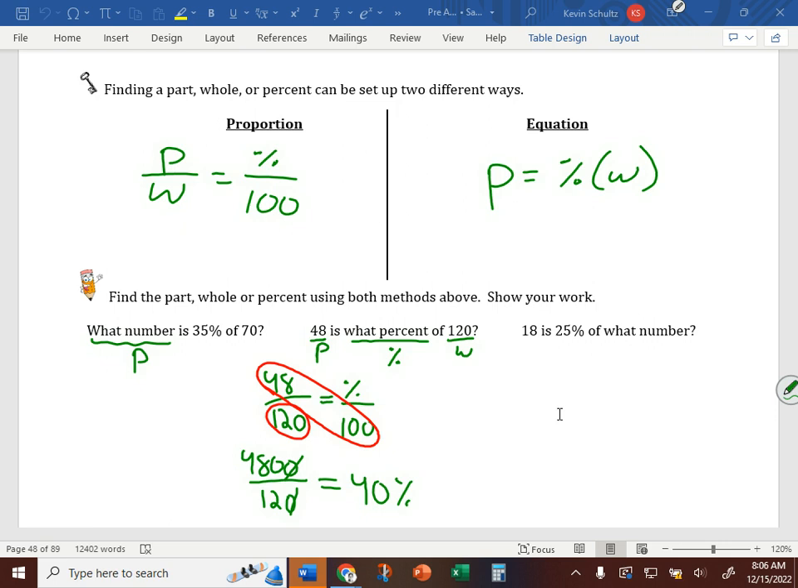So 40% would be the answer. Questions on that method and what we did there? Okay. Next one, using the equation method. Same thing. Part, percentage, whole.